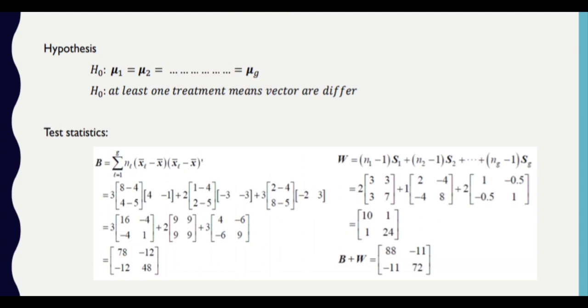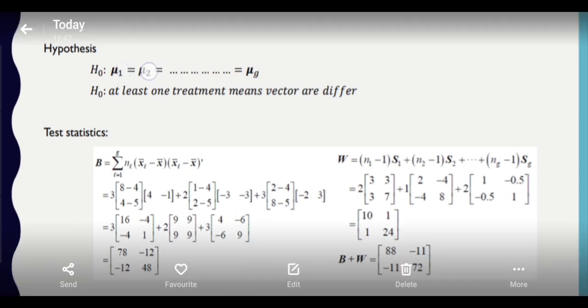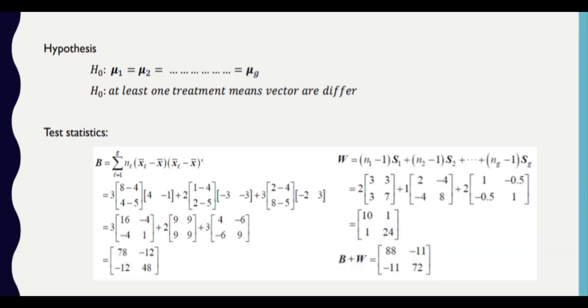Okay, so we conduct the one-way MANOVA. First of all, you should have the hypothesis testing. Semua kat sini should be bold. At least, sorry, kat sini H1, at least one treatment mean vector are differ. H1. Okay, how to get the B, value of B?